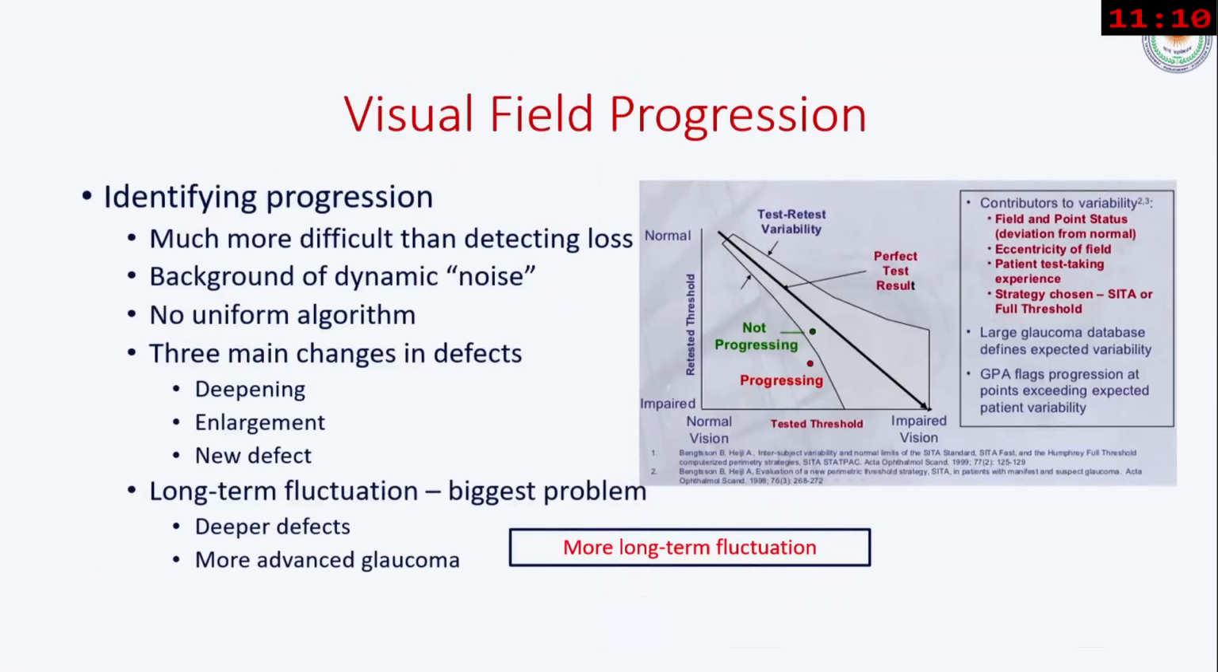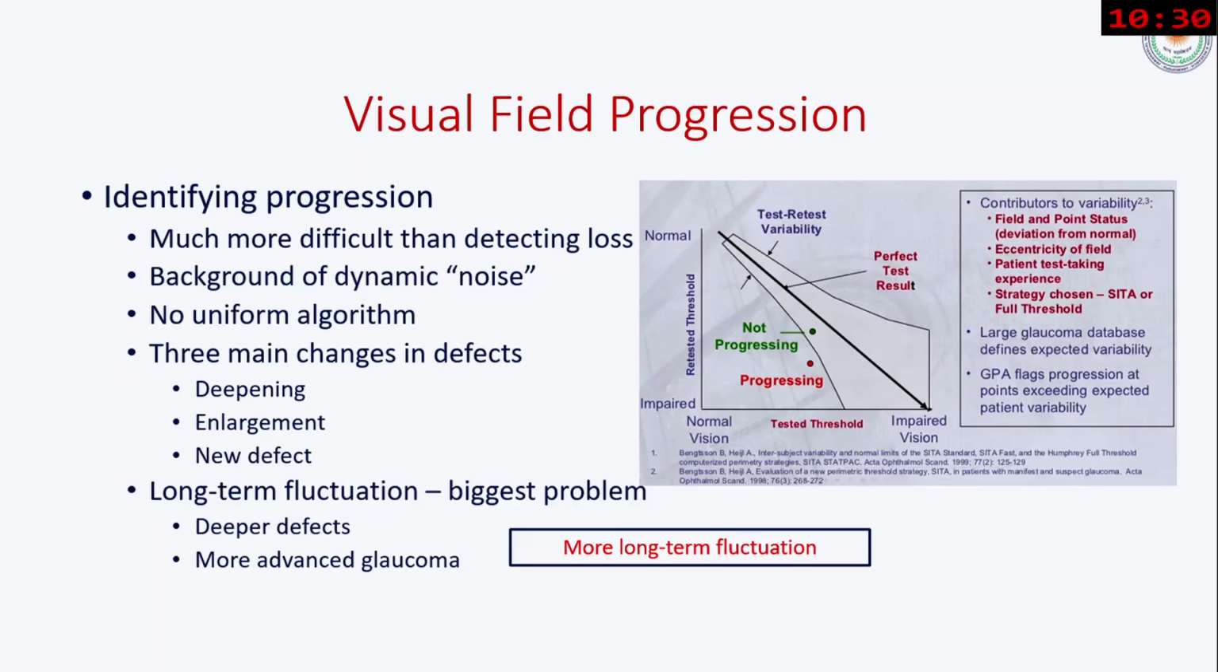So identifying progression is much more difficult than detecting loss. There is this background of dynamic noise, and we have no uniform algorithm. The contributors to this background noise, or what we call variability, are the field and the point status, that is, the deviation from normal. If a point is farther away in the field, then the variability is going to be much greater than if it is in the central area. Then there is the eccentricity of the field and the patient's test-taking experience. Sometimes the patients simply aren't alert enough, and then there's too much variability in their responses. And the strategy chosen, the SITA or the full threshold strategy, or the fast strategies, whatever we take.